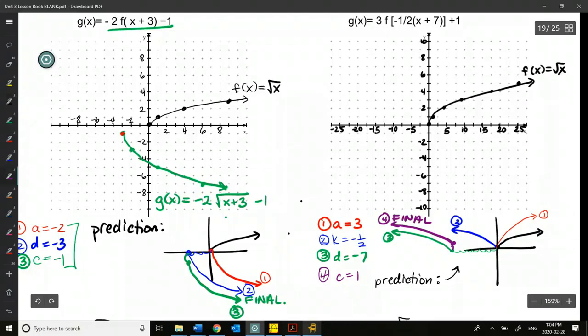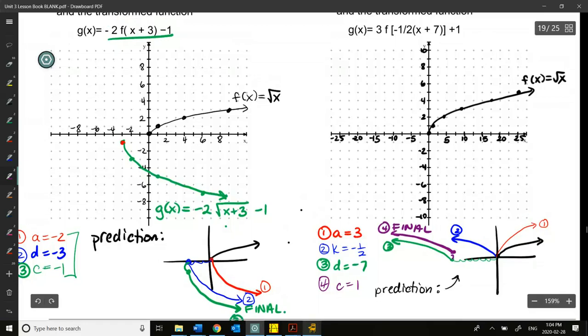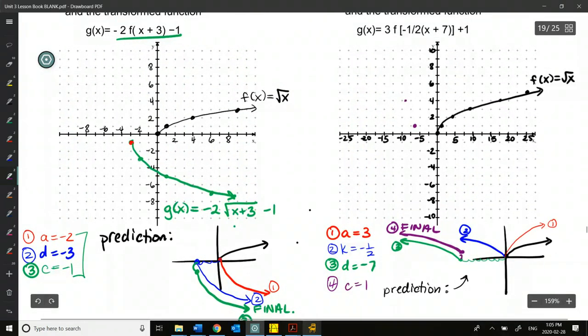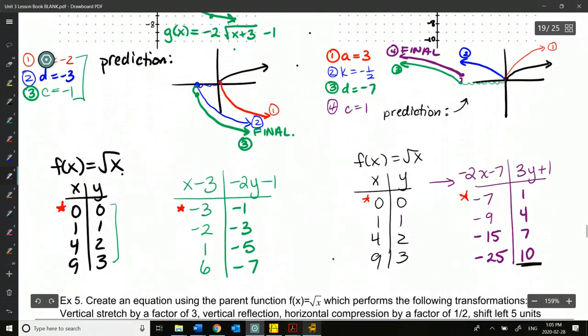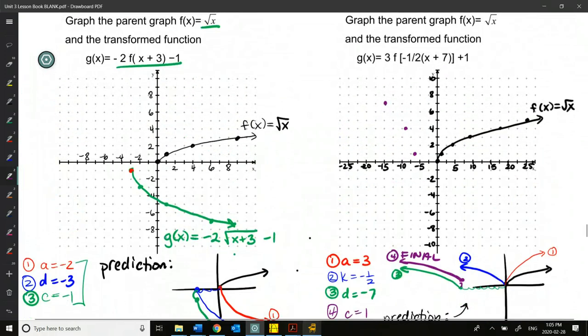Okay, and then graph the points of your transformed function. So -7, 1. That's the starting point. -9, 4. -15, 7. Oh, that was 8. And -25, 10. Here we go. So this is the side with the arrow, and then it stops at -1, 7. So make sure you don't go past this point.